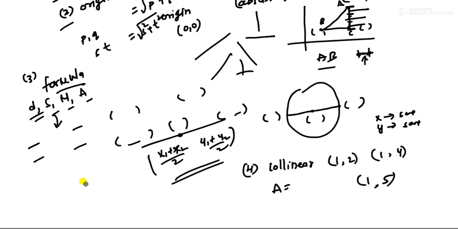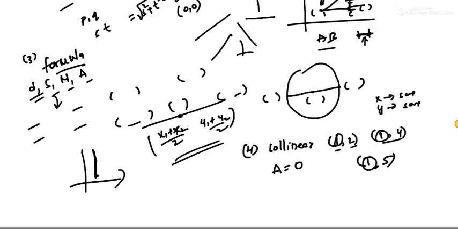See, if I write this is 1 comma 2, it means x is 1 and 2 is here. 1 comma 4 means it is here. 1 comma 5 means it is here. It means they form a straight line, correct? Therefore x is the same. So for such a question, the area is always 0. Without using the formula, just tick the 0 answer.